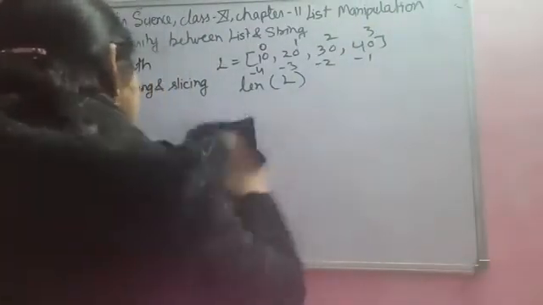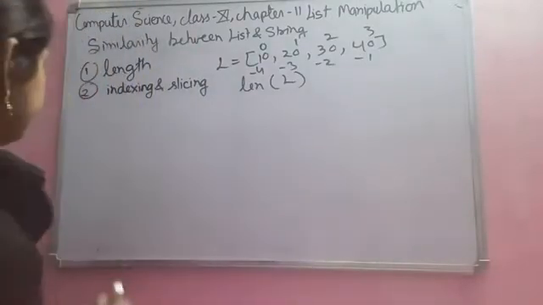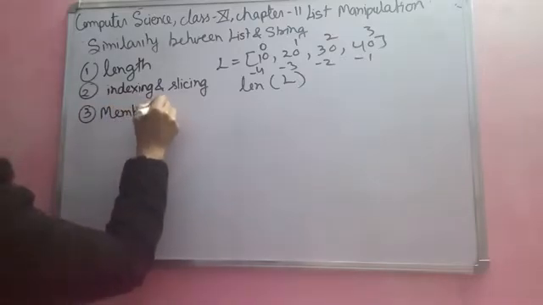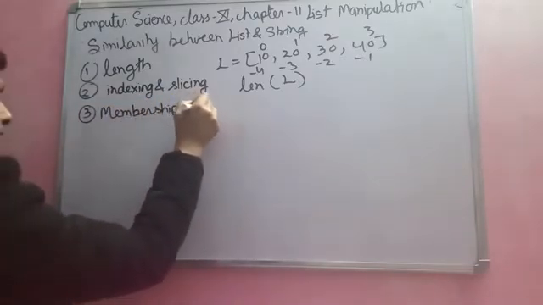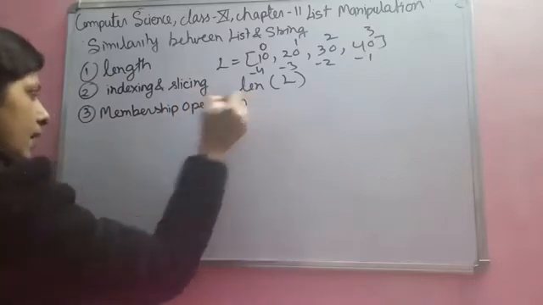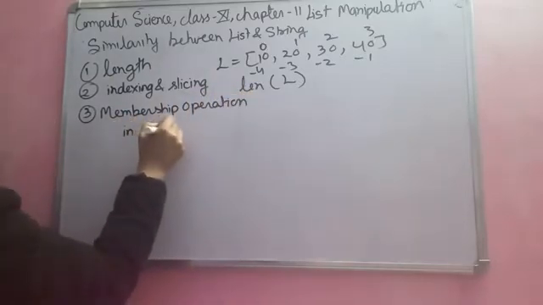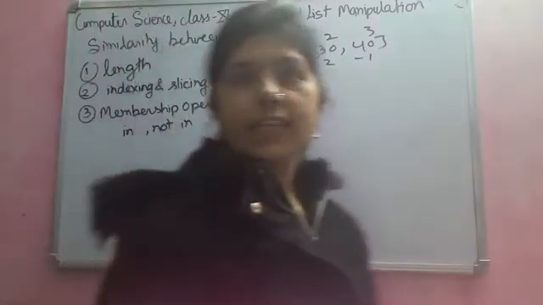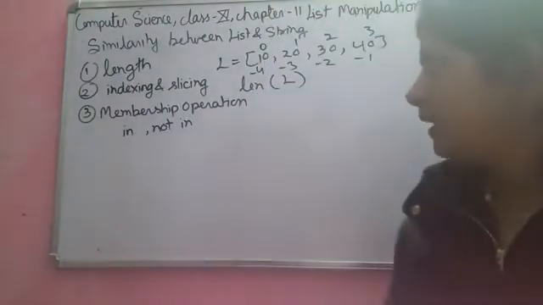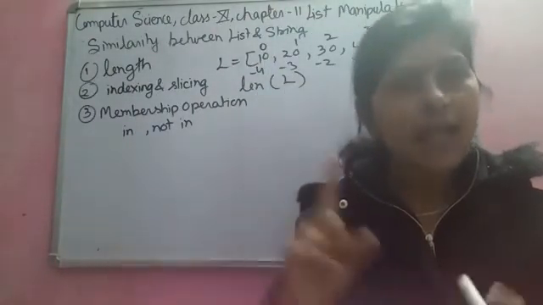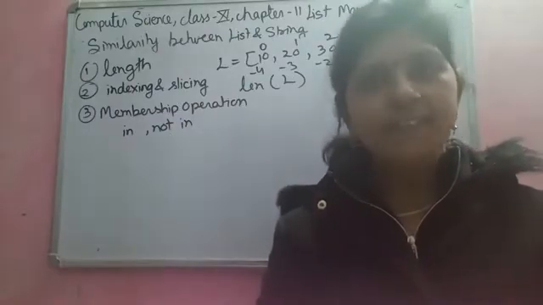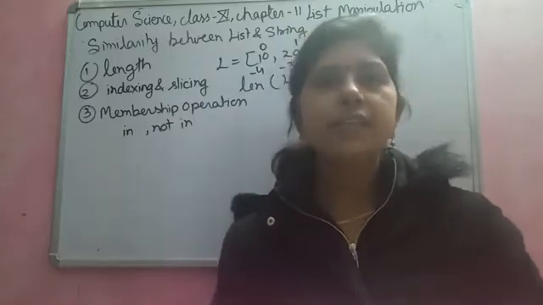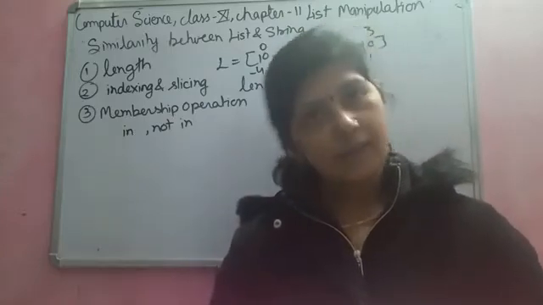Now the next one is the membership operation. मेंबरशिप ऑपरेशन आपके दो हैं, इन और नॉट इन. मैं सिमिलैरिटी बिटवीन लिस्ट एंड स्ट्रिंग ले रही हूं. ठीक है. मेंबरशिप ऑपरेशन में इन ऑपरेशन takes a substring and a string. It returns True if the substring is present in the string and returns False if the substring is not present in the string. Right?